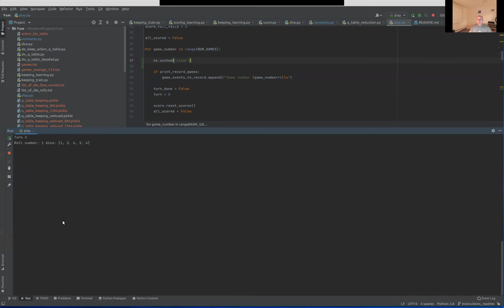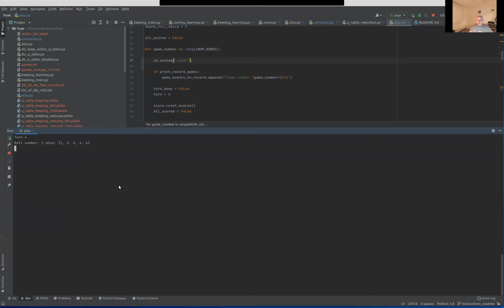Moving on to the next turn: 1 3 4 5 and 6, keeping the 6. And now we re-rolled, and we have 1 1 4 5 6, and now he's deciding to keep the 2 1s there. Now we're at the end of the turn, and we have 1 1 3 3 6, scoring 2 in the 1s.